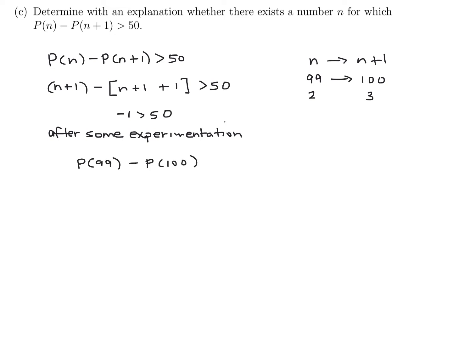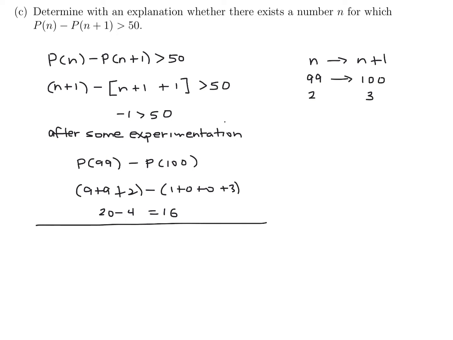Let's see what happens. So this would be 9 plus 9 plus 2. And then this is going to be 1 plus 0 plus 0 plus 3. So that's going to be what? 20 minus 4, which is 16. And 16 is not greater than 50. Okay, that's fine, but I think we're headed in the right direction here. Let's keep going. Shouldn't take us that long.